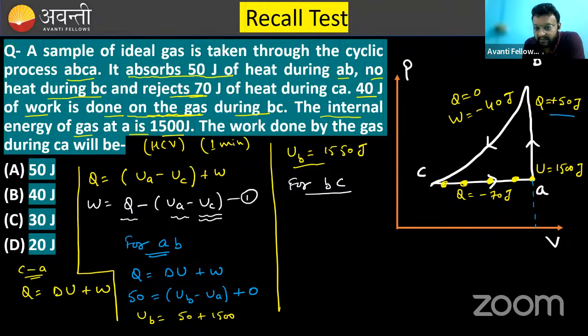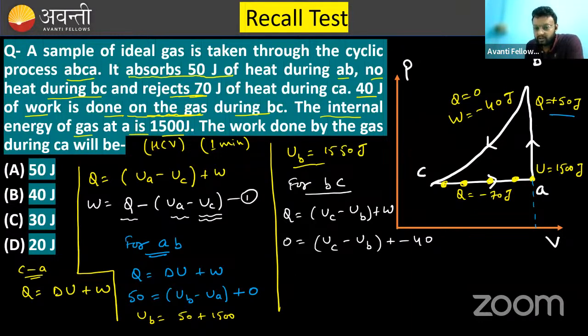For the process BC, again, I am applying the first law. That is Q is equal to delta U, which is UC minus UB plus W. The question says Q is equal to 0, equal to UC minus UB plus W, which is minus 40. If you calculate it, UC will be UB plus 40. That means 1590 joule. We needed the internal energy at C.